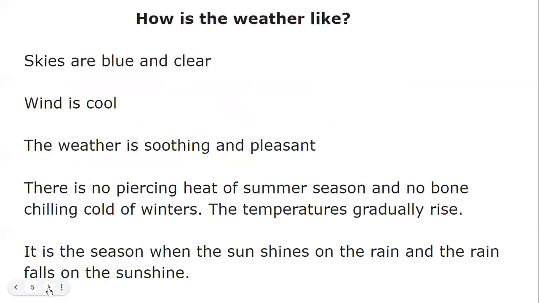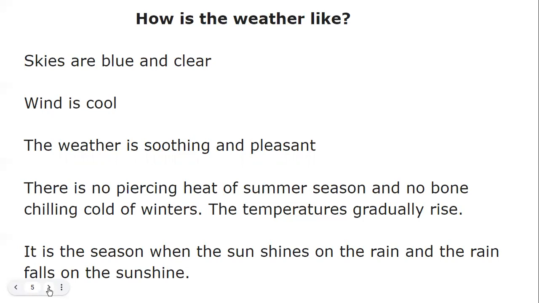Okay, how is the weather like? Now, I've given you so many different things here, good vocabulary. If you have 2 minutes, you can speak all these things. The skies are blue and clear, wind is cool, the weather is soothing and pleasant. There is no piercing heat of summer season and no bone-chilling cold of winters. The temperatures gradually rise. I love this beautiful line, you know. It's a season when the sun shines on the rain and the rain falls on the sunshine.